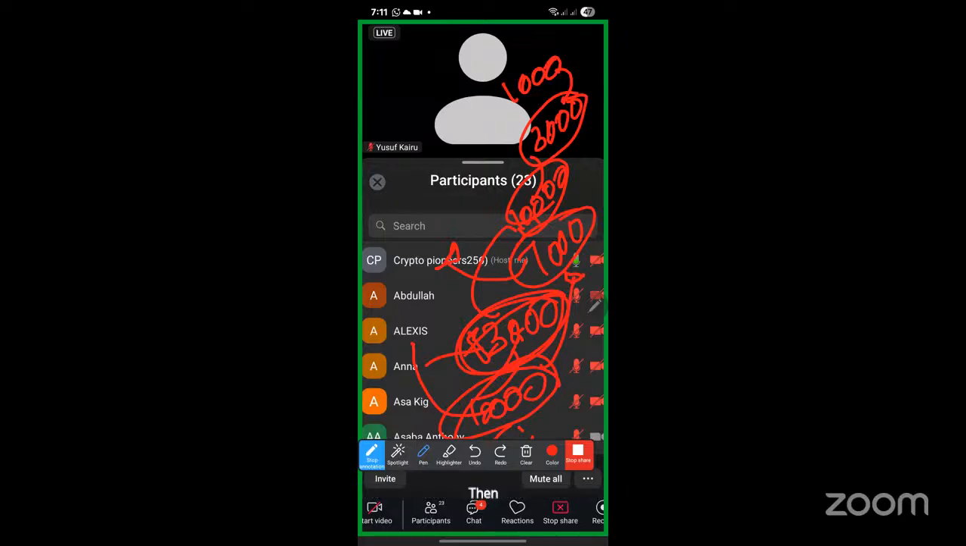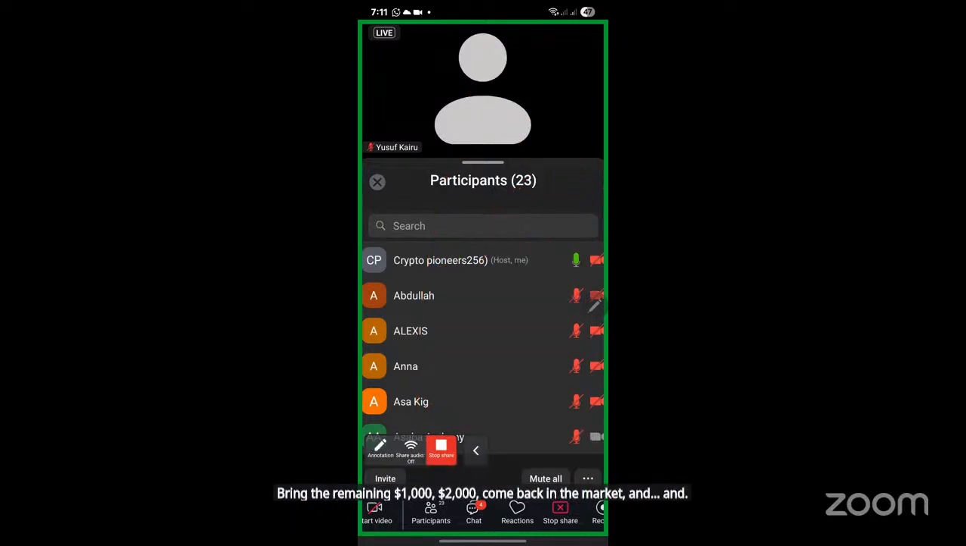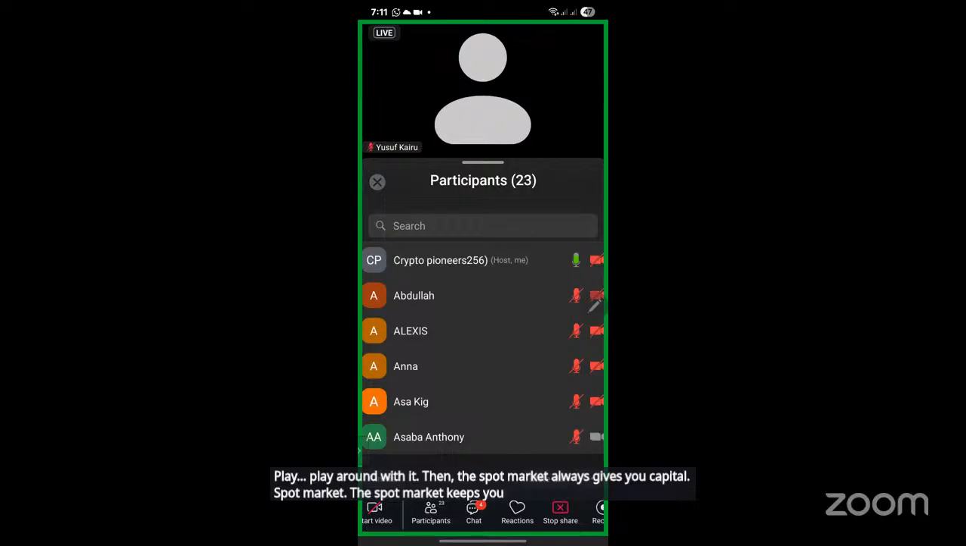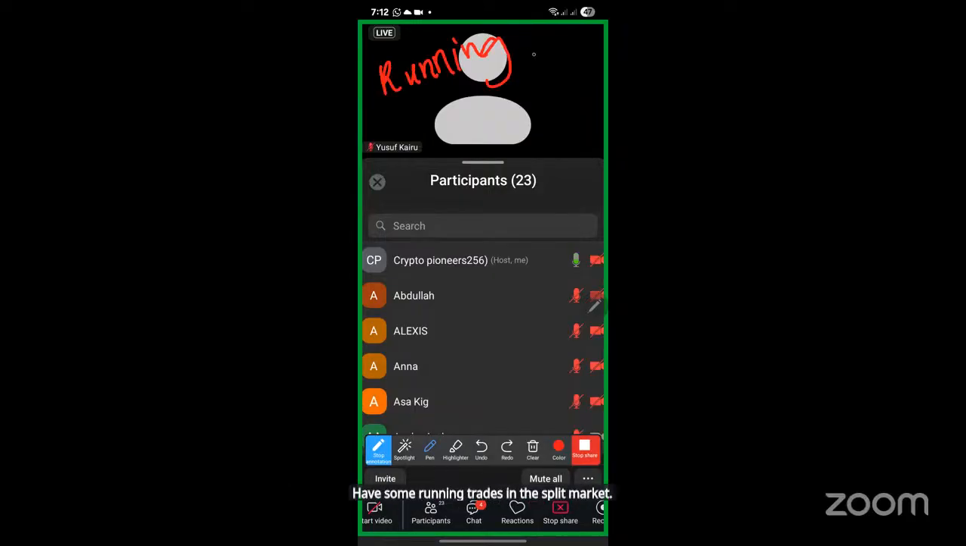Then after making it hard cash, bring the remaining $1,000, $2,000, come back in the market and play around with it. The spot market always keeps your capital. The spot market keeps a lot of capital. When it keeps your capital, make sure that you always have running trades in the spot market. Make sure there are some trades there that are running.